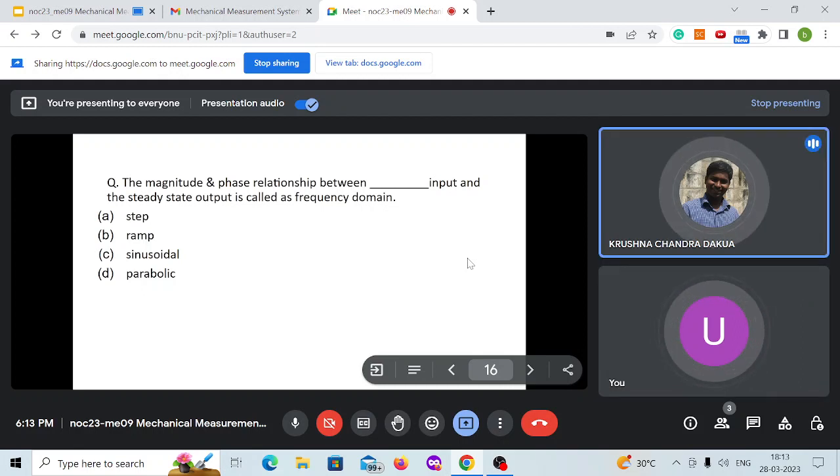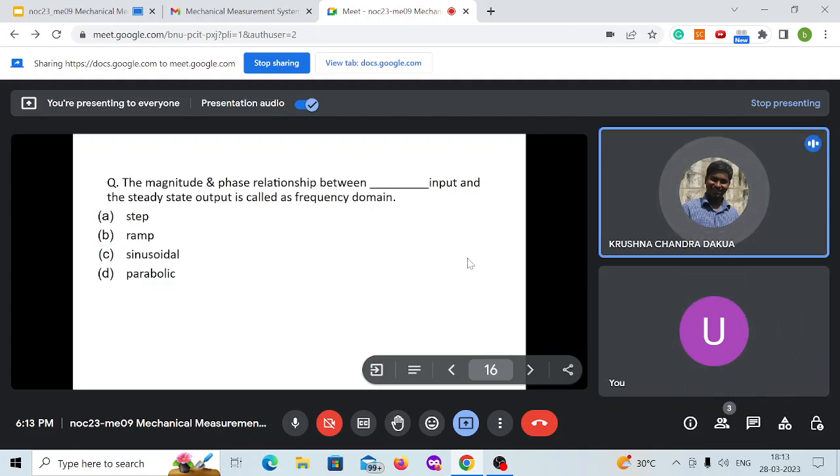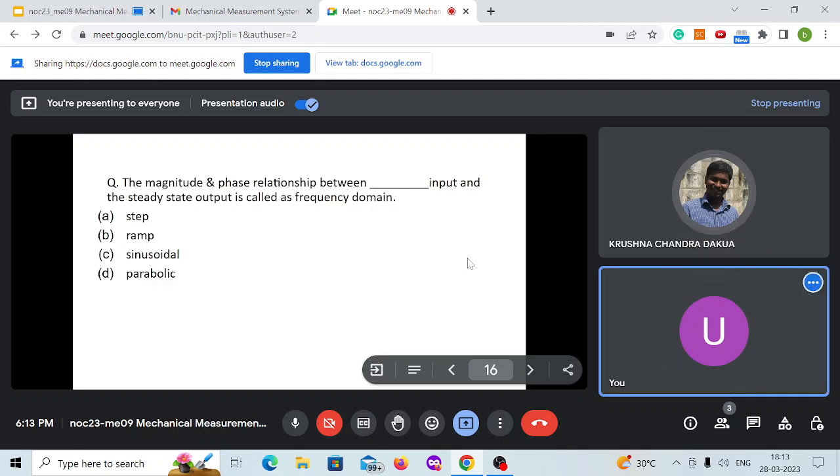Here, what has been asked is the relationship. You have some magnitude relation and you have some phase. A step has magnitude but doesn't have phase. So the sinusoidal input is the answer, option C.